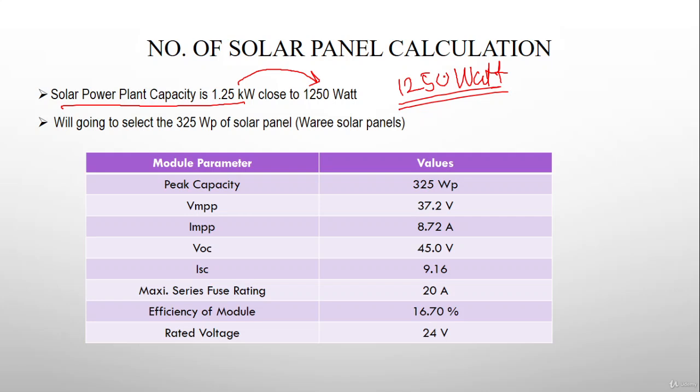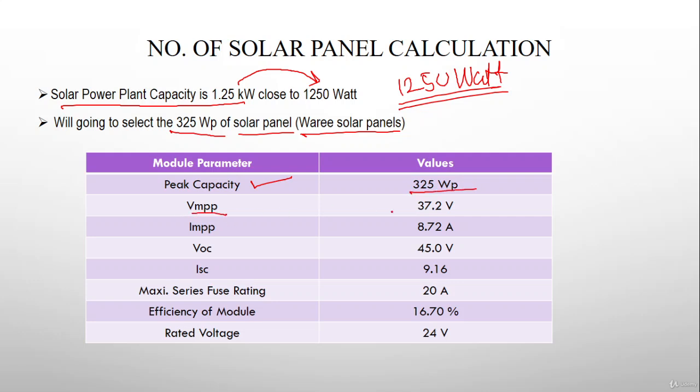There are various manufacturers available in the market who produce solar panels. So we are going to select the 325 watt peak solar panel, of which Vari Private Limited is the manufacturer. We have to look at the data sheet of the solar panel and note down these parameters. First is the peak capacity of the solar panel, which is 325 watt peak.